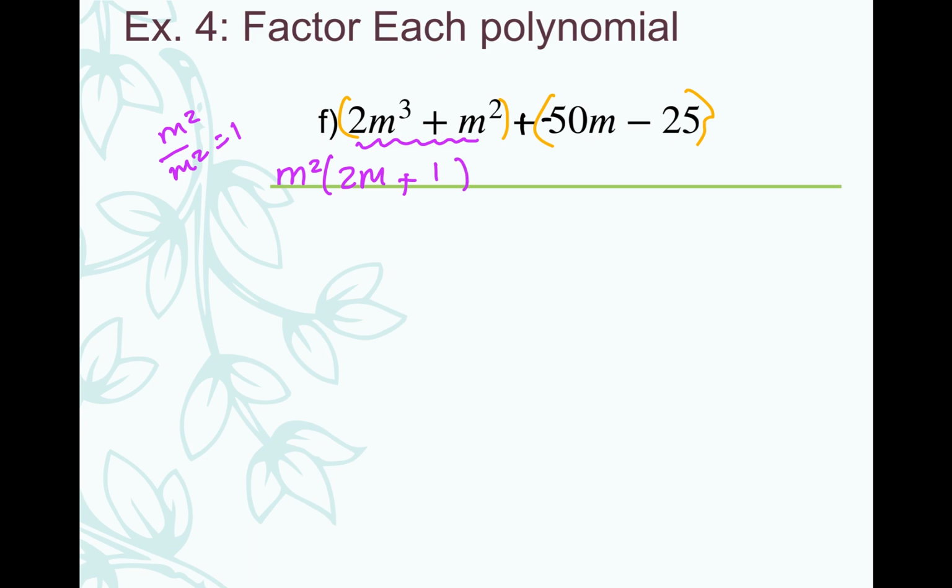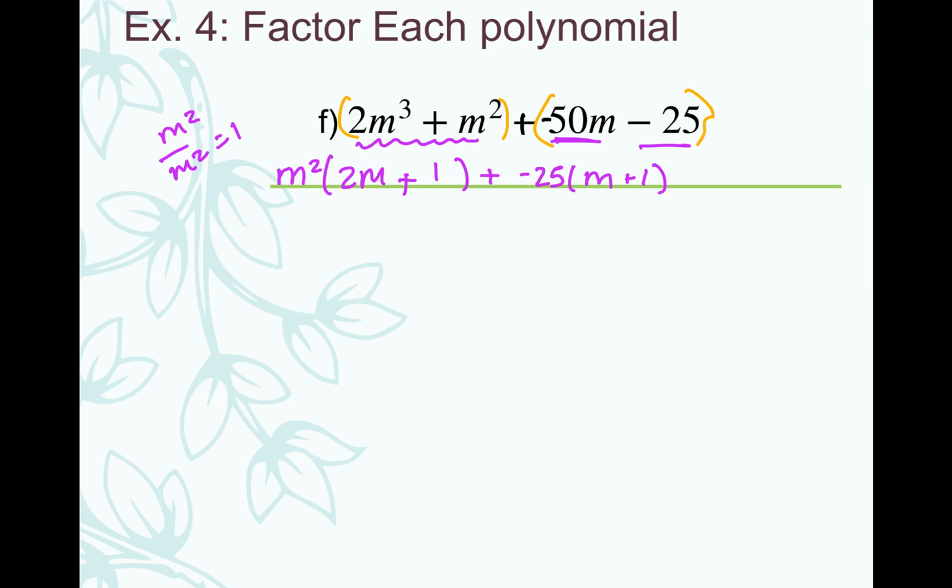And if you go back and check it, and you distribute that m squared to that 1, oh, that would be m squared. That would be what we originally had. So we're good. We're going to do plus, well, let's see. What is the greatest common factor of negative 50m and negative 25? Well, that's going to be negative 25. I'm going to take out a negative 25. And then when I take out negative 25, I'm left with a 2m and a positive 1.